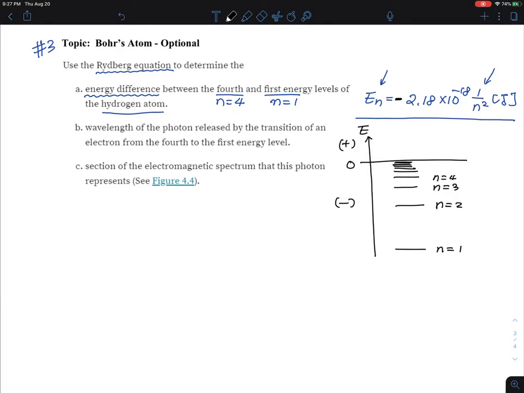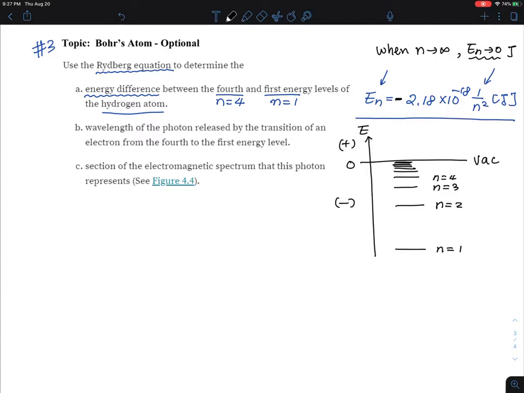You can see that when n goes to infinity, E_n goes to 0. This is where the electrons start to have the highest energy. They start to escape out of the bound state. Okay, so what is the energy difference?